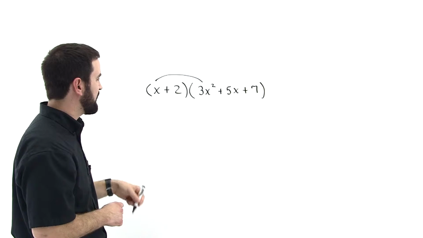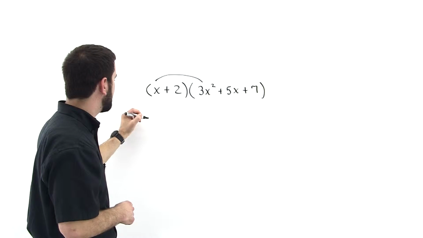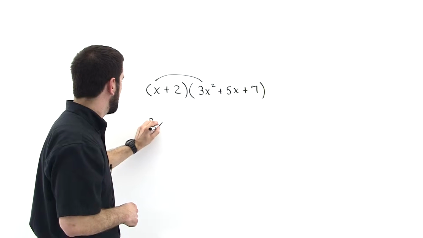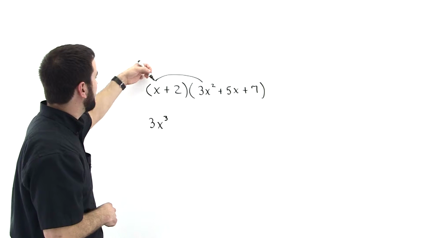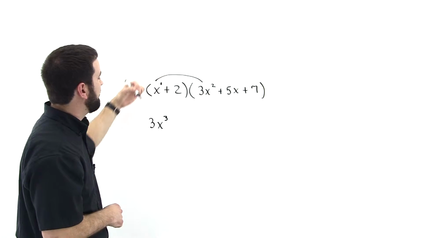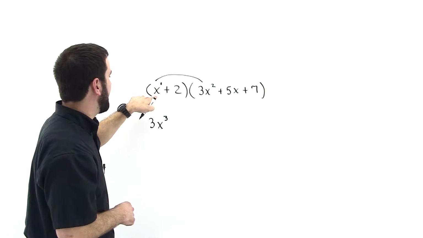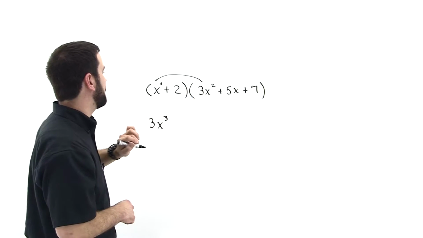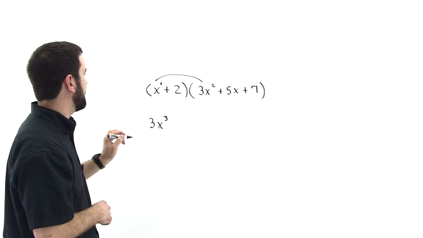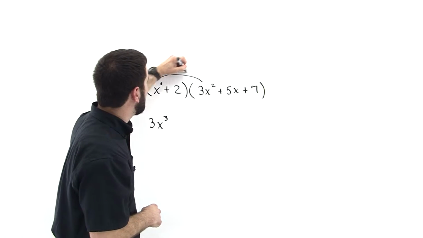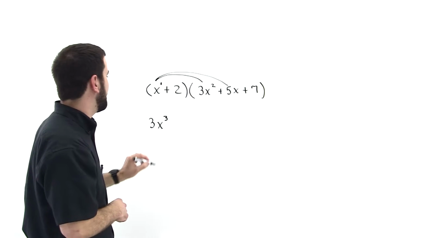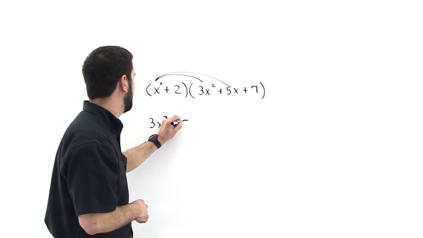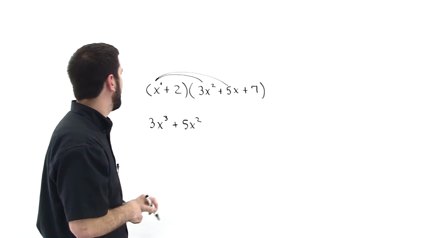So x times 3x squared will give 3x cubed, like so, right? Because this is understood to be x to the 1, and whenever you multiply a variable x times another variable x, you just add the exponents, right? So 3x cubed. And then we distribute to this next guy and add that term. So x times 5x is 5x squared, so plus 5x squared.